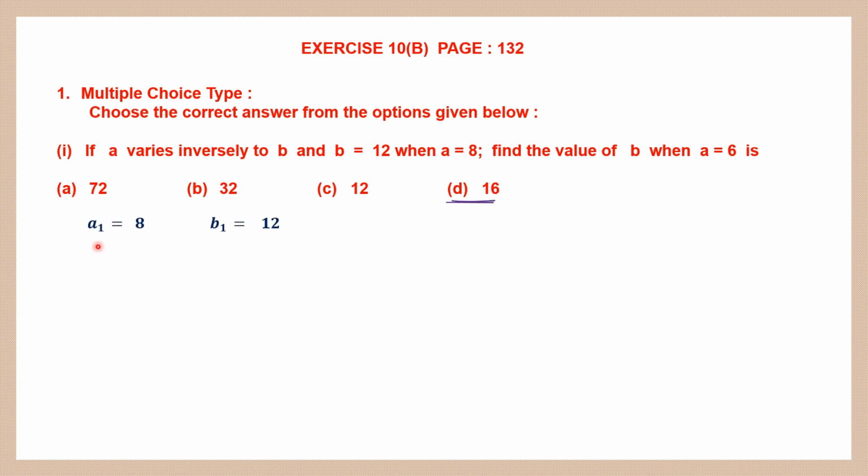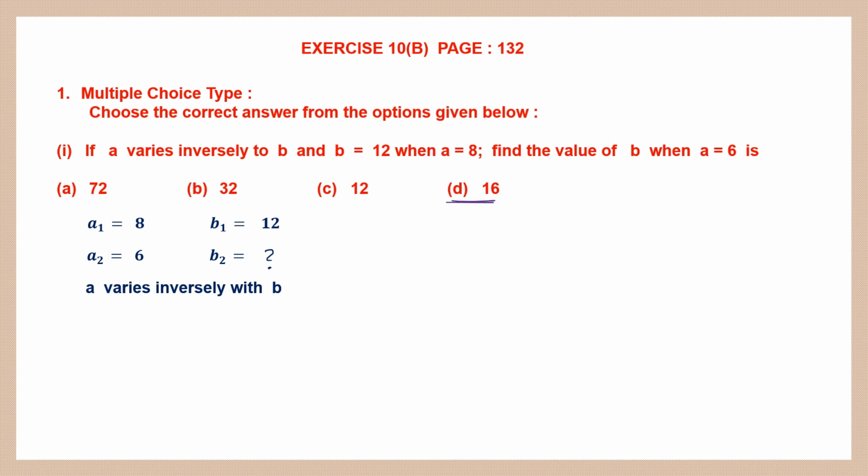So when A is equal to 8, B is equal to 12. So we are marking it as A1 and B1. And similarly, this will be A2. When A2 is 6, we have to find the value of B2, which we don't know. So A varies inversely with B. Now, whenever there is an inverse variation, the product A1 B1 will be equal to A2 B2 and they will be a constant when they vary inversely.